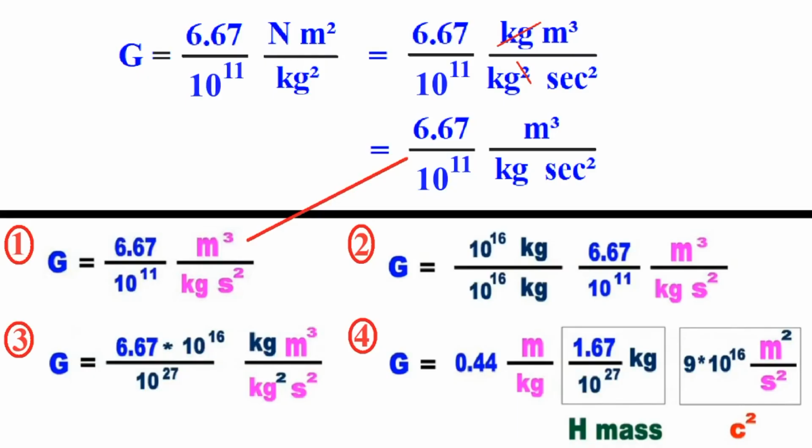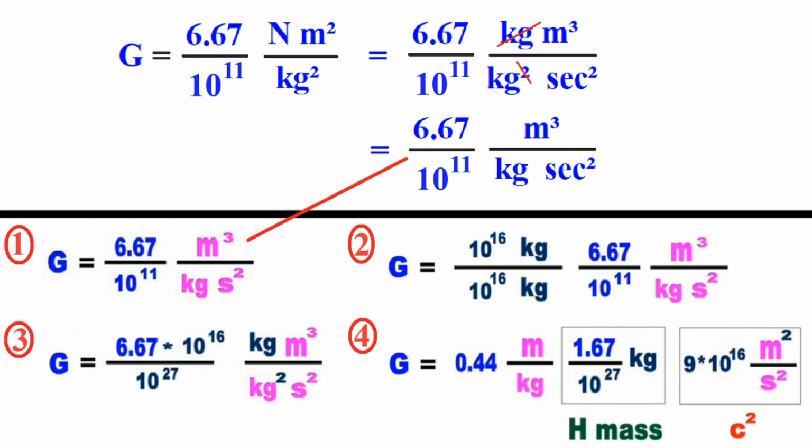Okay, so here we have it. We take that 6.67 times 10 to the minus 11 meter cubed over kilogram second squared, and we bring it to where you see number 1 there. Okay, that's the same value there, meter cubed over kilogram second squared. Okay, and then we go to number 2. We're going to multiply that value, the G, by 10 to the 16 kilogram over 10 to the 16 kilogram. In other words, we're going to multiply it times 1. So we've committed no crime. This is just straight mathematics.